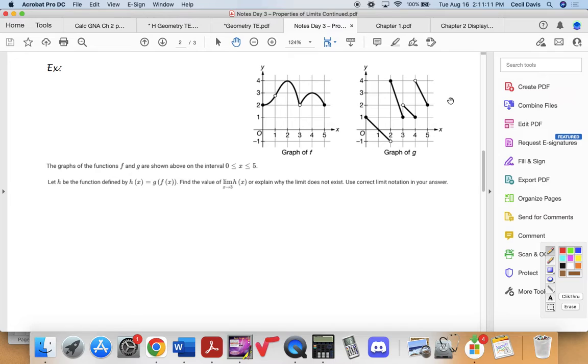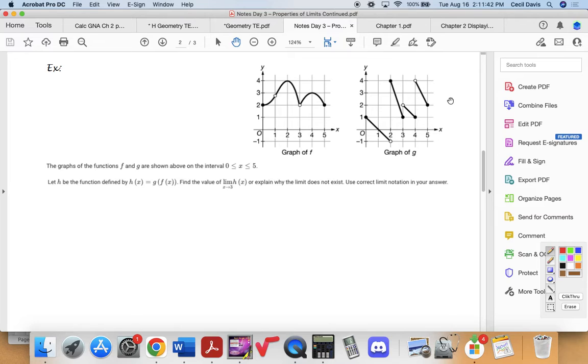The graphs of the functions f and g are shown on the interval from 0 to 5. Let h be the function given by g of f of x. Find the value of the limit as x goes to 3 of h of x, or explain why the limit does not exist using correct limit notation in your answer.